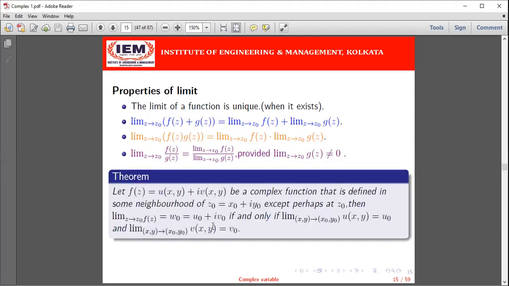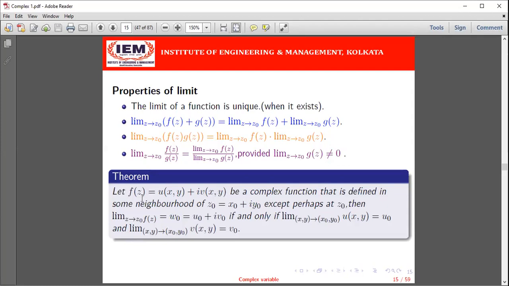Apart from these, there is one theorem that we can't define for a function of a real variable, only for a function of a complex variable. Say, for example, f(z) is u(x,y) plus i v(x,y). Since here both the independent variable and dependent variable have two components, we'll get this criterion only for functions of a complex variable, but not for functions of two real variables or one real variable.